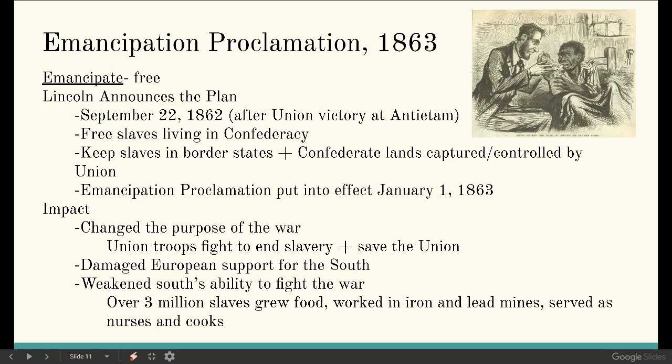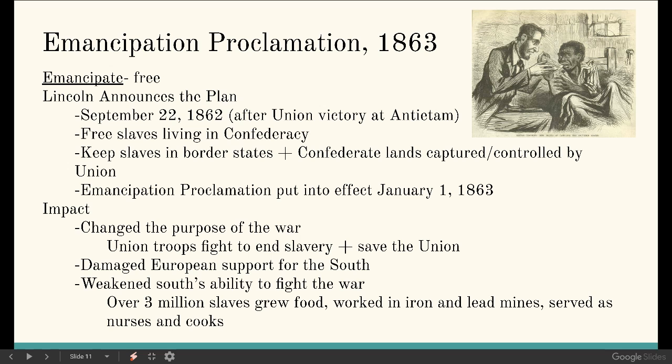Now, that is an important distinction to make. And a lot of people confuse this. The Emancipation Proclamation does not end slavery. It only frees slaves that are living in the Confederate states. Slavery is upheld in those border states, so Missouri, Kentucky, West Virginia, and Maryland. So those states keep their slaves, and the Confederate lands that were captured or controlled by the Union at the time also keep their slaves. So the Emancipation Proclamation does not end slavery, just in those Confederate states.